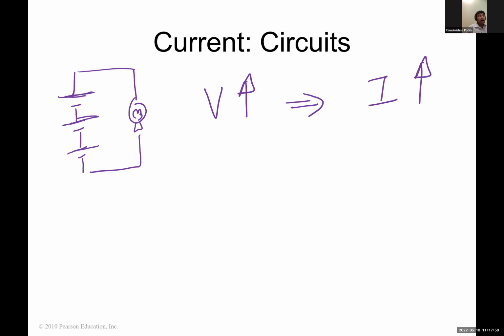So if we have more batteries, then we're providing more potential difference. So if you add more batteries, potential difference increases, which means current is increasing.